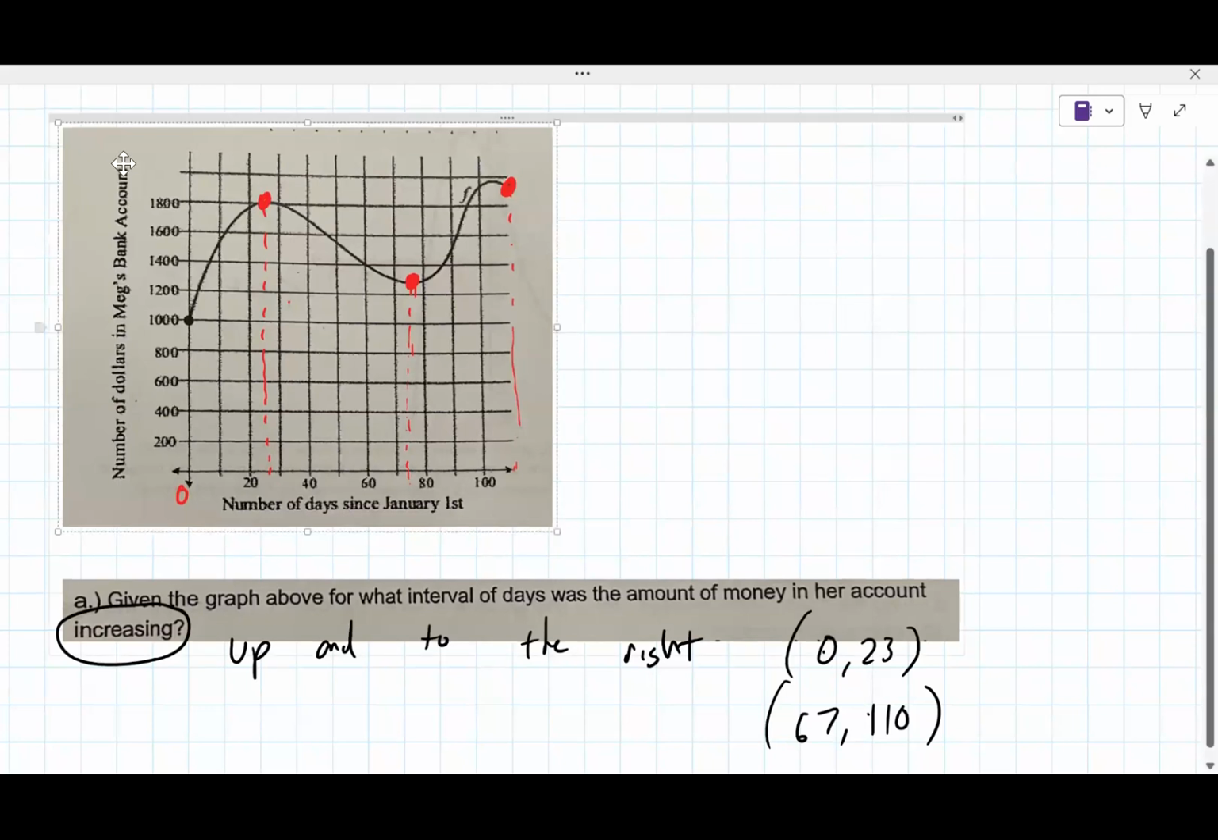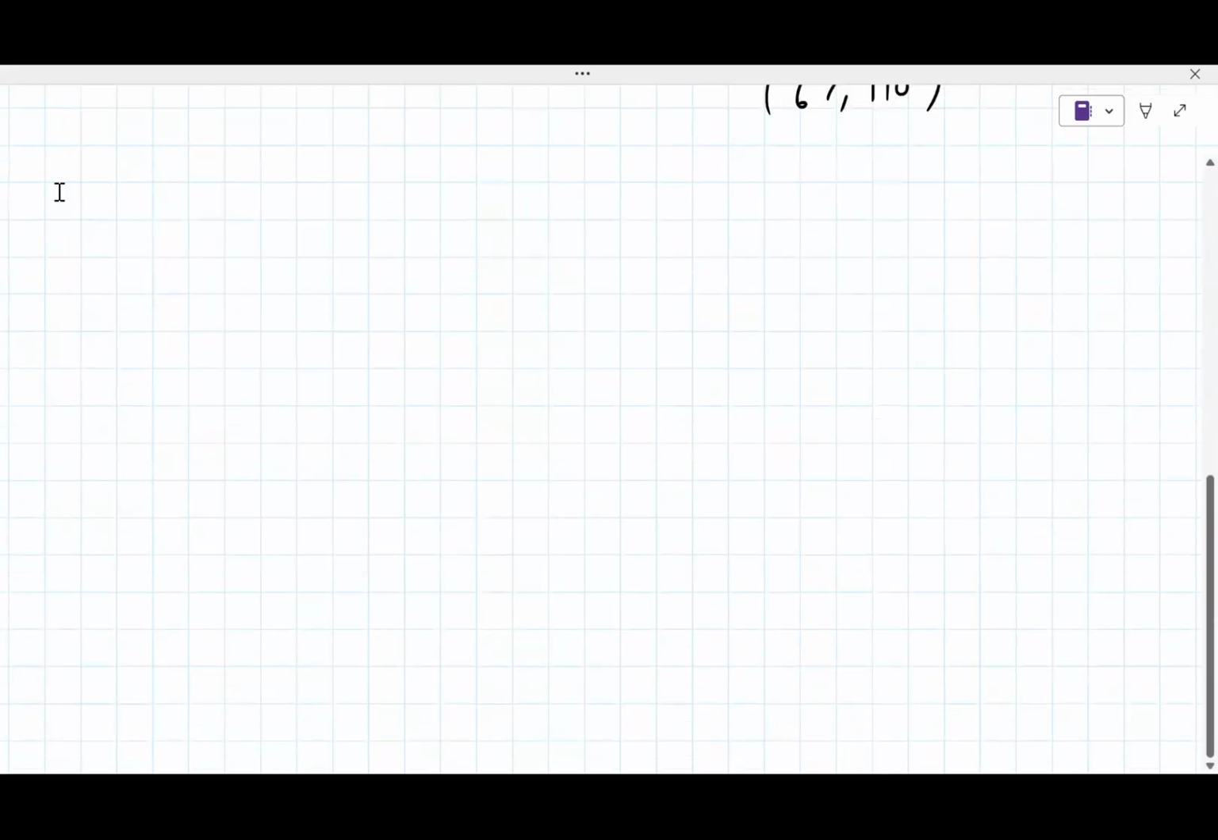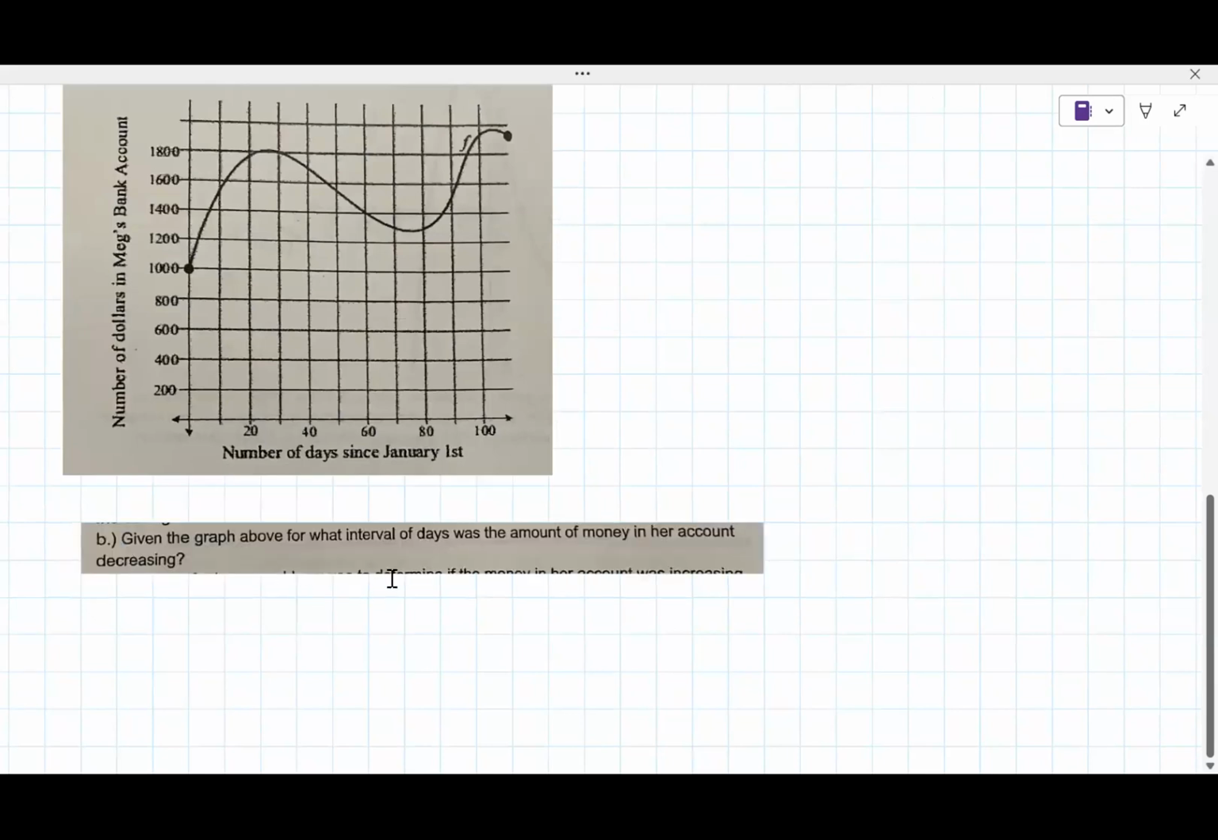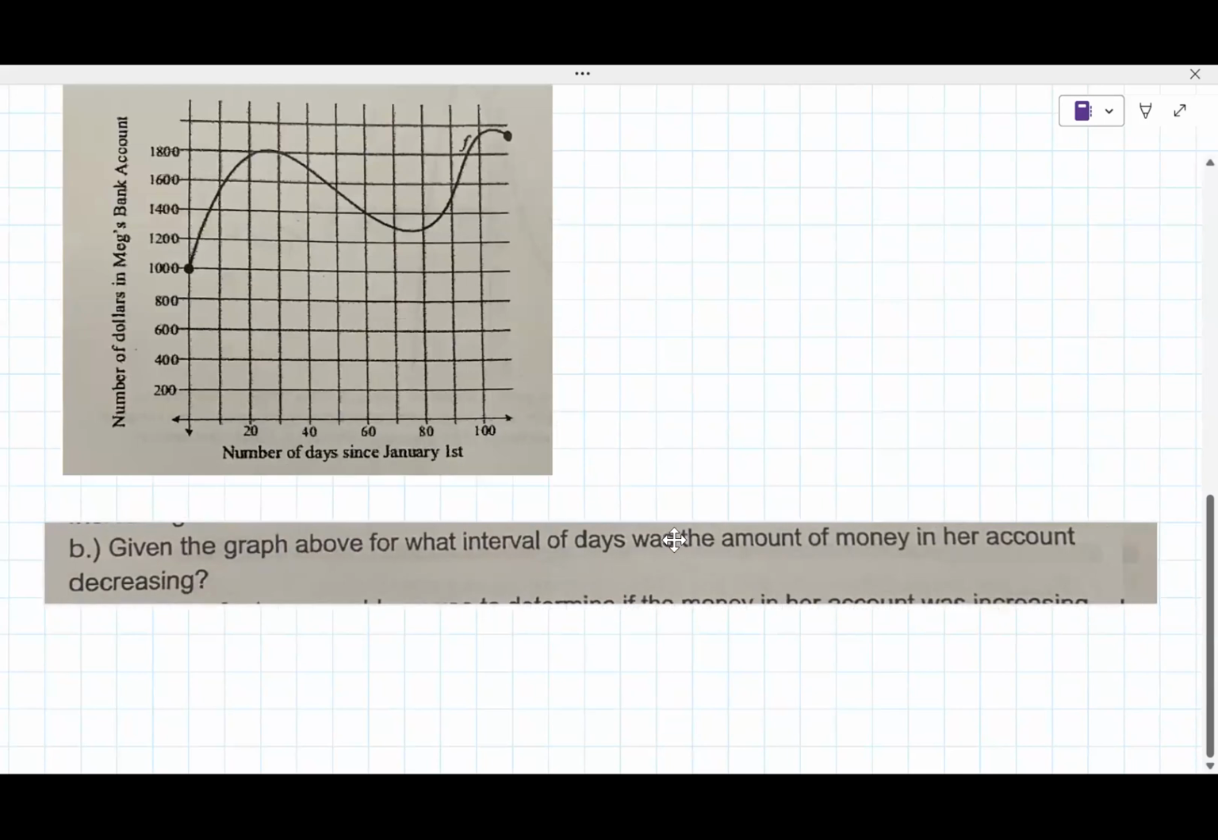All right, so we're gonna look at the graph again. Grab the graph. And we'll look at the next question here. So it's very similar to the previous one. Could you read that for us, please? Given the graph above, for what interval of days was the amount of money in her account decreasing?